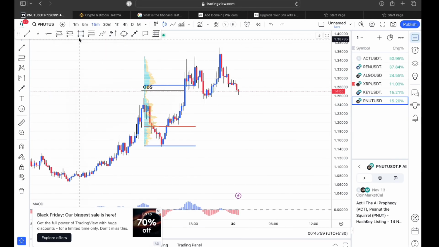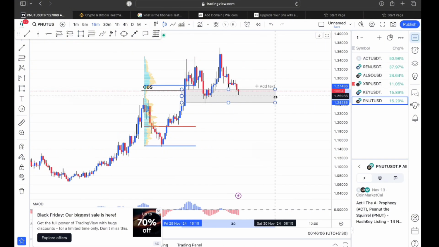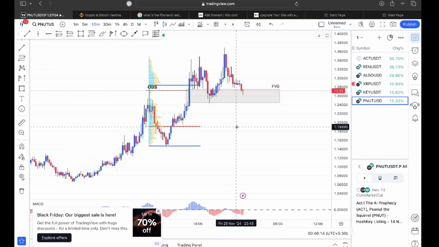Using the Fibonacci retracement tool, I identified the 50 to 62% zone as the ideal entry point. This zone is often referred to as the golden pocket, where price tends to reverse. By pinpointing this area, I could strategically plan my entry, maximizing potential gains while minimizing risk.